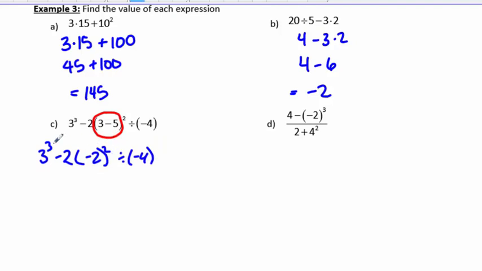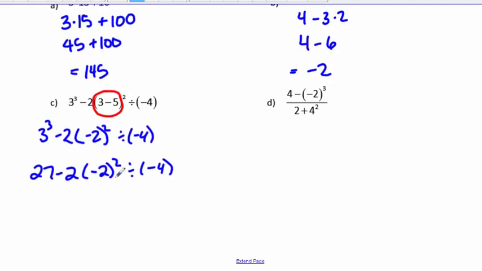Now I've got two exponents. We'll start on the left. 3 cubed. 3 times 3 times 3 is 27. And then we've got minus 2 times negative 2 squared divided by negative 4. All right, next we have the second exponent. This is negative 2 squared. So we'll start with 27 minus 2 times negative 2 squared, negative and negative, two negatives, so we make that positive 4. I'm going to write that positive in there just as a reminder that with two of the same thing, two negatives will become that positive. And we have divided by negative 4.